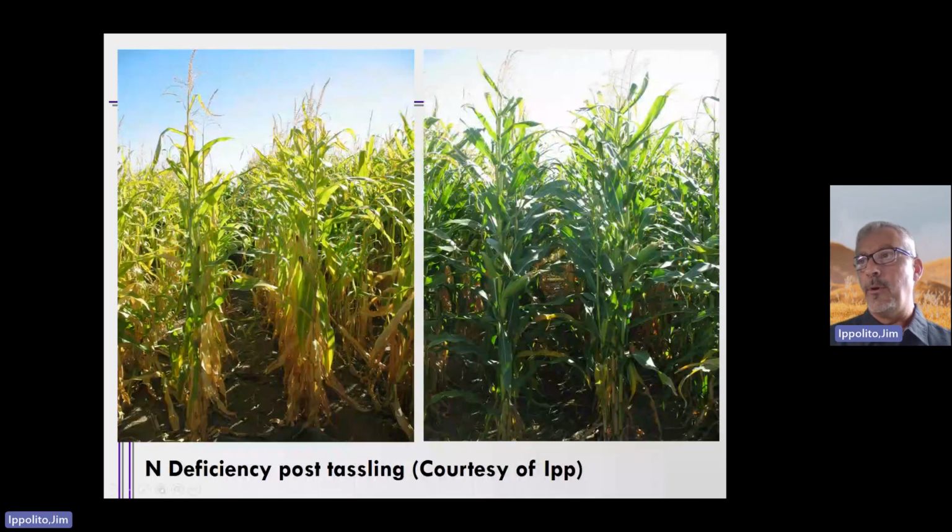Here's another example. So this is a study that I worked on years ago. And the corn on the right had received manure at an agronomic rate. These plants look great. Okay, yeah, there's some deficiencies down in here, but by and large, these plants look great as compared to the plot on the left, which showed severe deficiency symptoms.